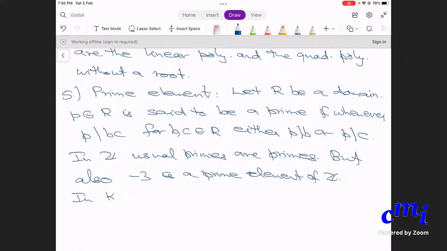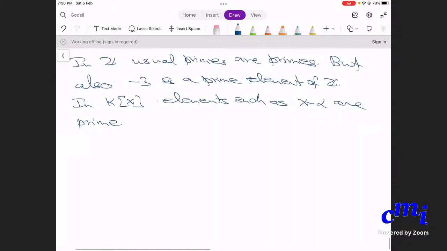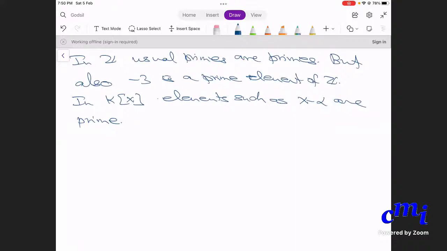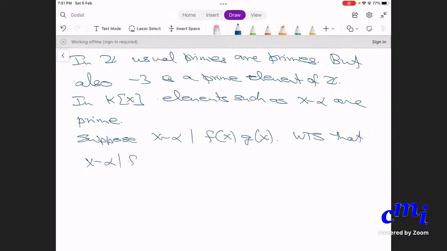In K[x], elements such as x minus alpha are prime. Let's try to understand this. Why is x minus alpha a prime element of K[x]? What I'm trying to say is, if x minus alpha divides a product of two polynomials, then either x minus alpha divides one or x minus alpha divides the other. So let's just see this. Suppose x minus alpha divides f(x)g(x). We want to show that x minus alpha divides f(x) or x minus alpha divides g(x).